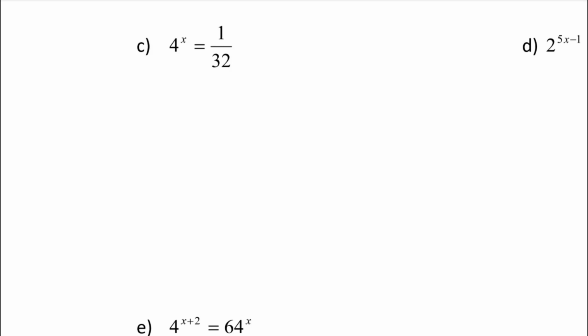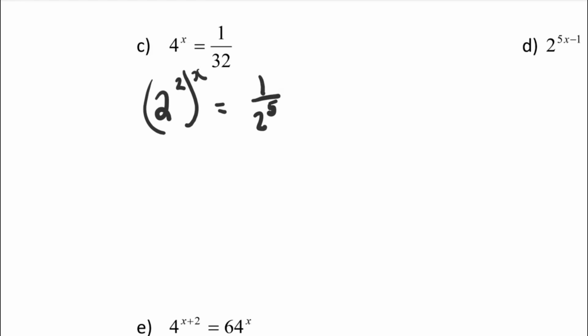However, we can change the 4 into 2. So this is 2 to the power of 2, right? It's still 4. I'm going to raise that to the power of x. Now, you can change the 32 to be 2 to the power of 5.